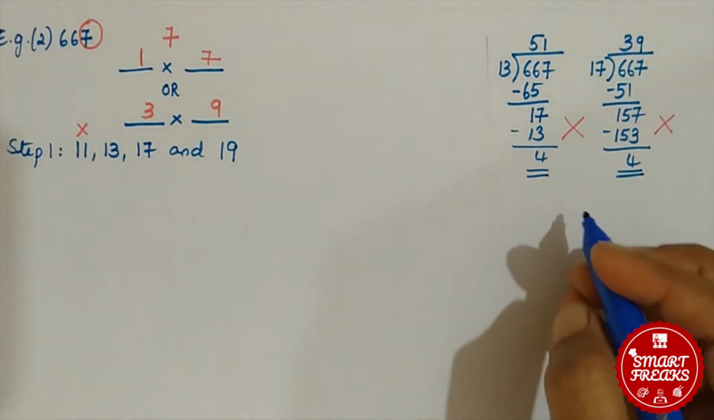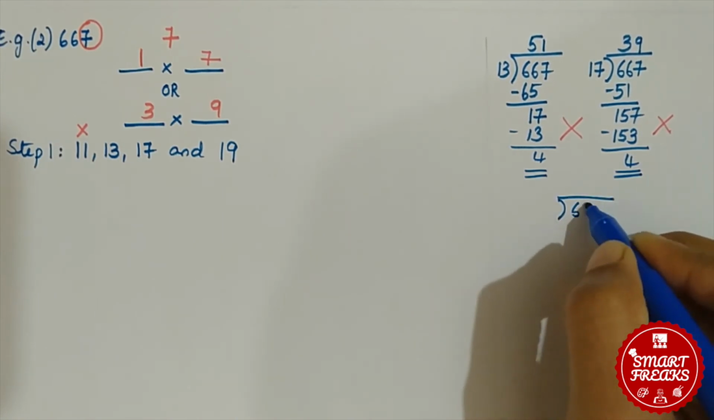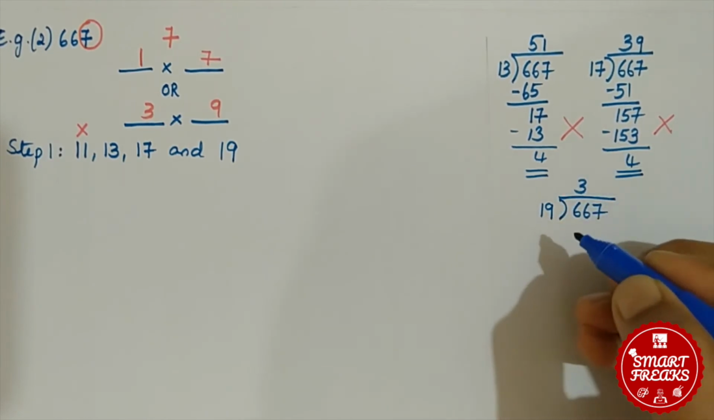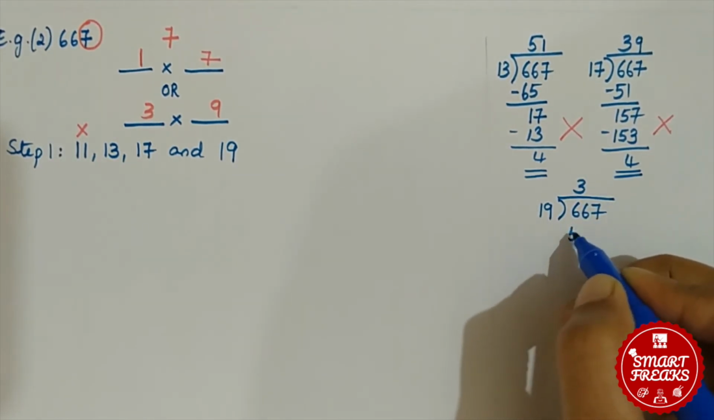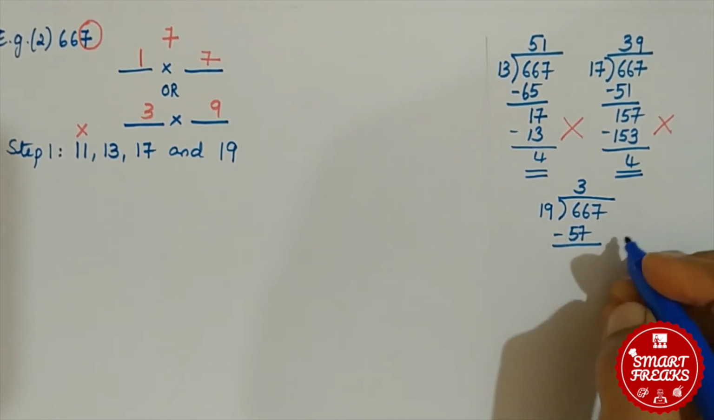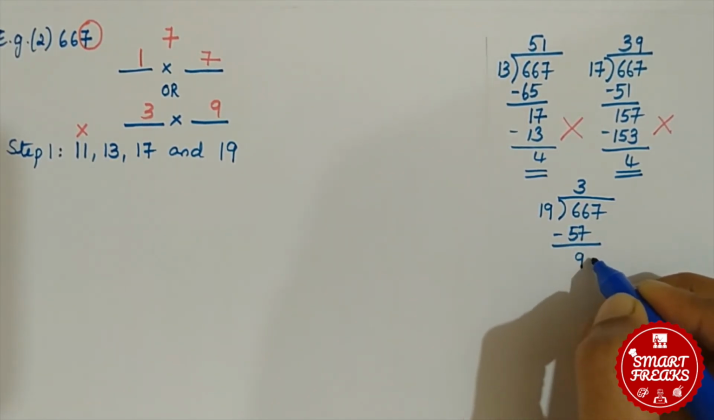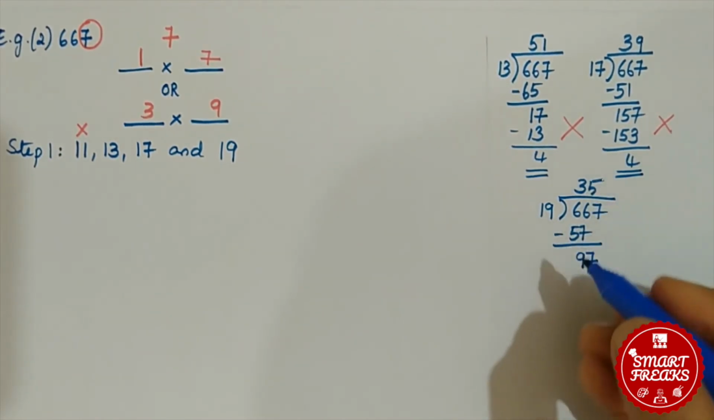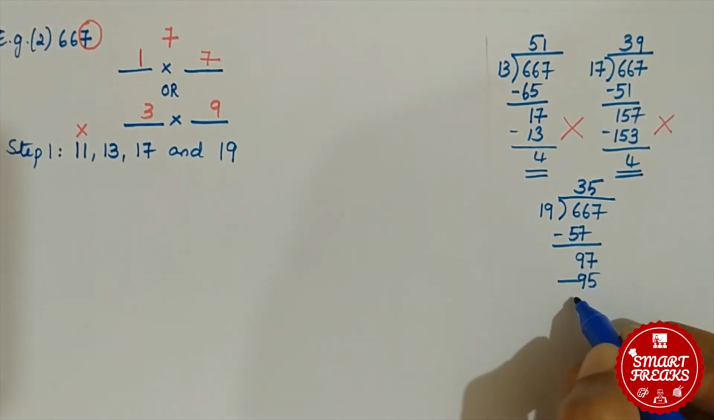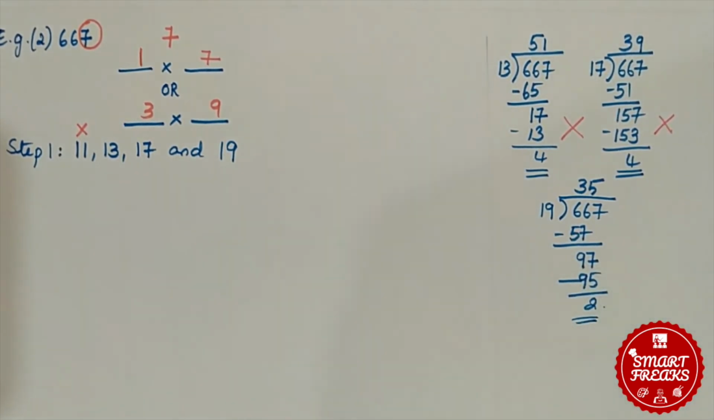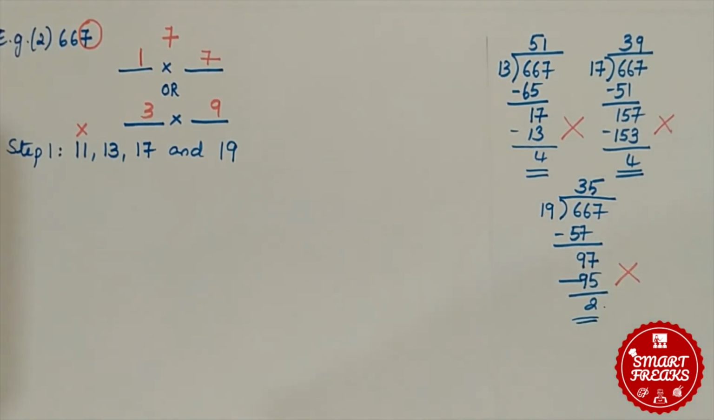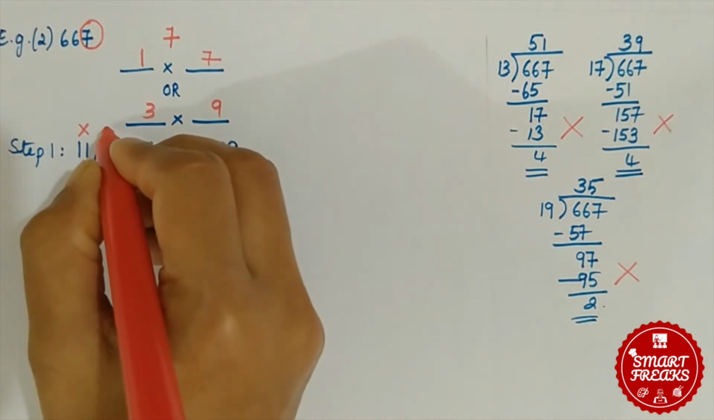Now 19. 667 by 19. 19 times 3 gives 57. Subtract, we get 9. Get 7 down. 19 times 5 is 95. Subtract, we get 2. That means even 19 is also not a factor. So none of the numbers divide the given number.